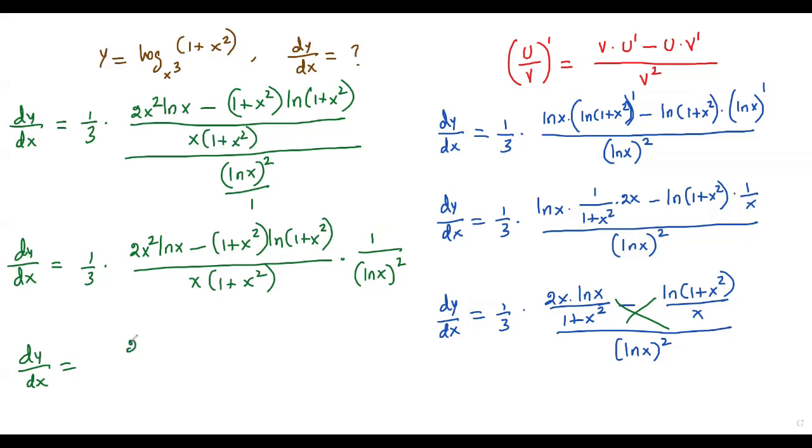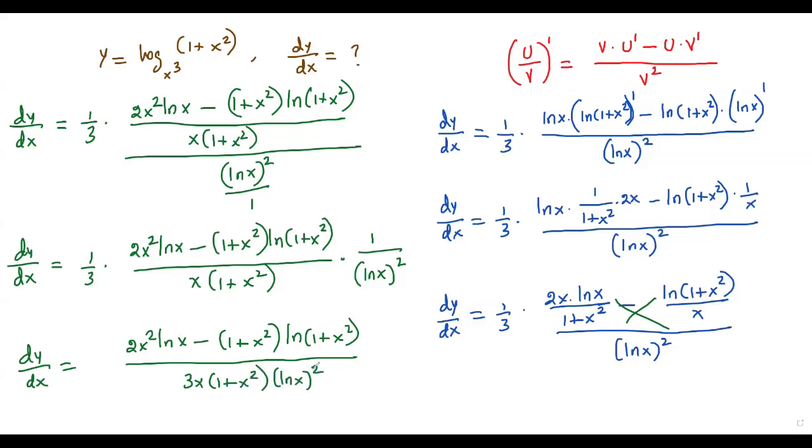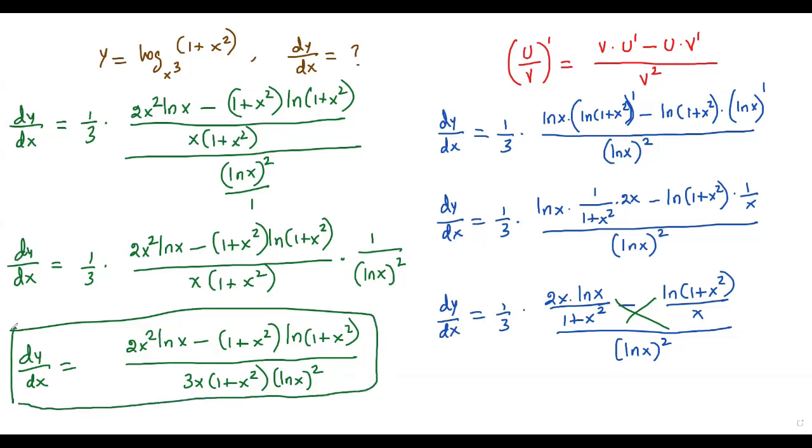Then I'm getting 2 times x square times ln x minus 1 plus x square times ln of 1 plus x square, over, when I multiply the denominators, there are 3 denominators: 3, x times 1 plus x square, and (ln x) whole square. When I multiply all 3 denominators, I have to write them together: 3 times x times 1 plus x square times (ln x) the whole square. Okay, now I got the derivative of the given function. So this is the derivative of the given function with respect to x.